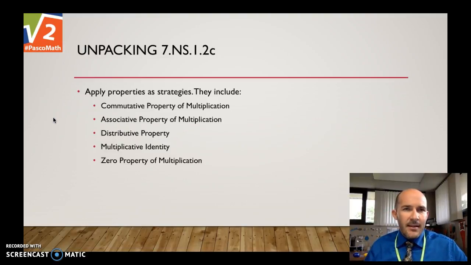So unpacking it, we need to apply the properties of strategies, and these properties include the commutative property of multiplication, associative property of multiplication, distributive property, multiplicative identity, and zero property of multiplication. And so those are the ones that we'll be focusing on here.